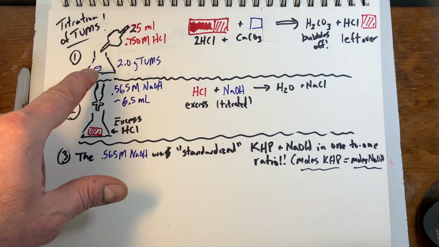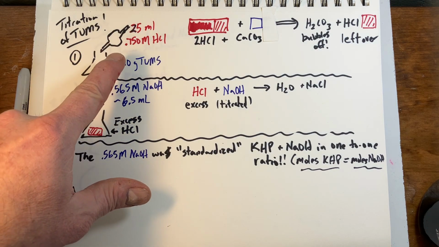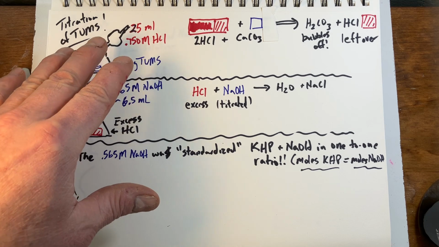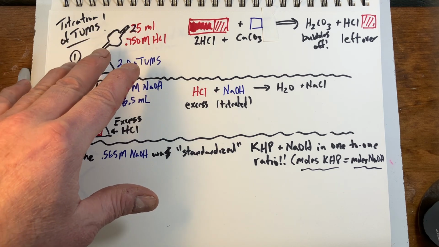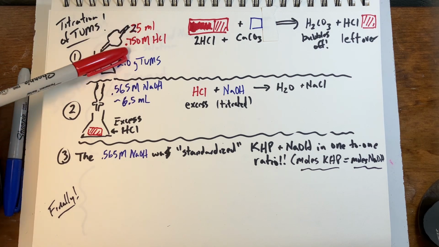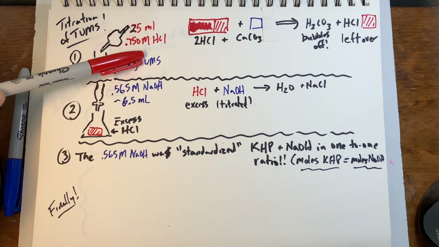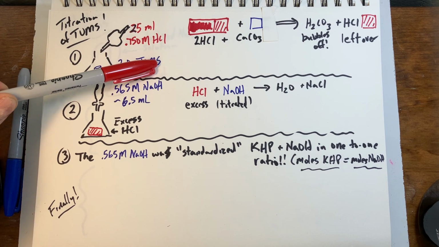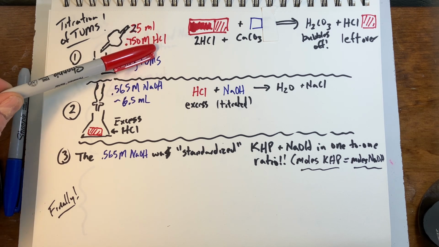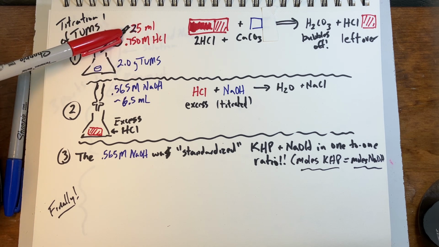You'll have it in an Erlenmeyer flask, and you'll add to it a solution that's known to have an exact molarity of HCl. So for example, I've used for this problem 0.750 molarity HCl. This will be provided for you in a hood. Because it's HCl, it's a strong acid. And you use a volumetric pipette.